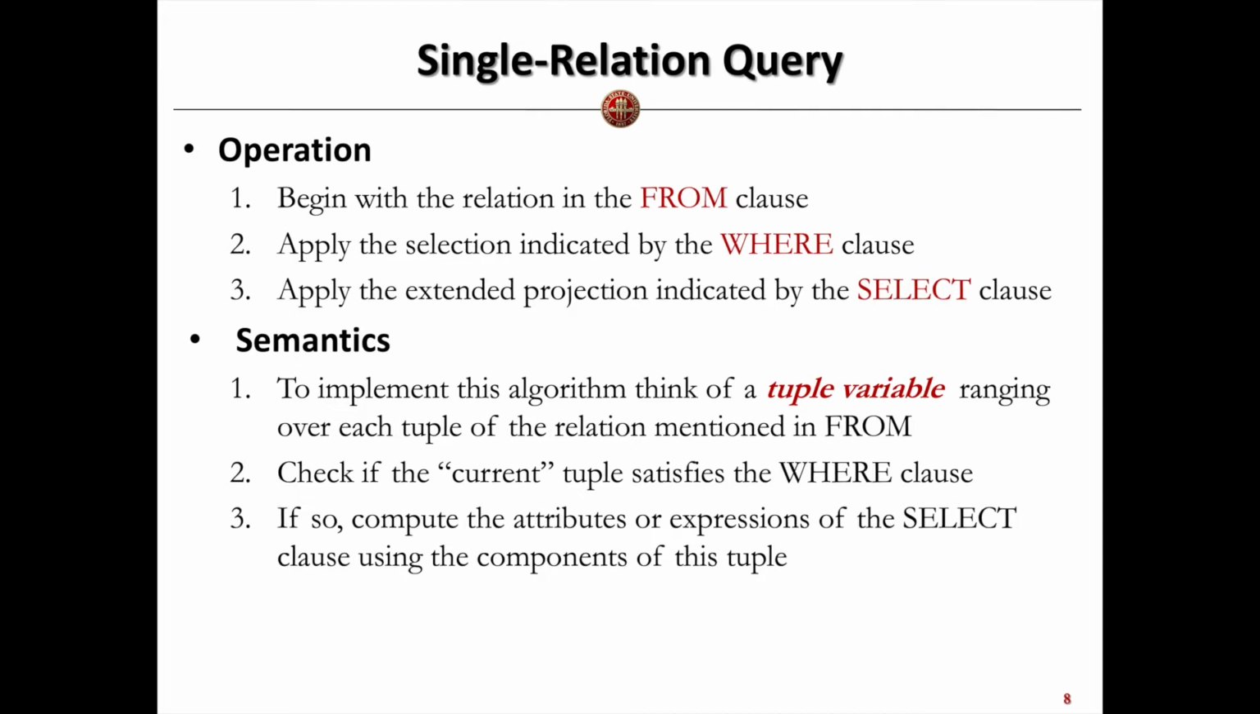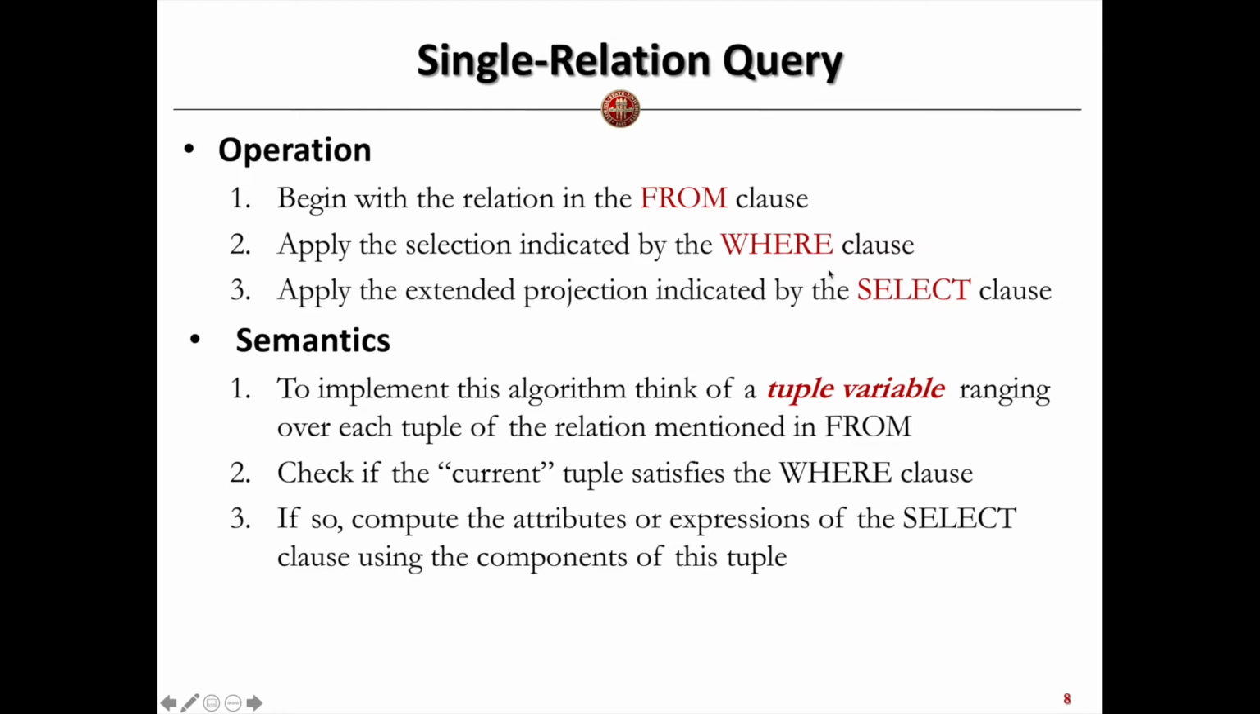I also wonder what the system will do when it sees statements like select from where. Once the system has a query like select from where, it will begin with the relation in the from clause. This from clause indicates the table we're working on, right? So we begin with the relation in the from clause, and then we apply the selection indicated by the where clause, I mean the conditions we have.